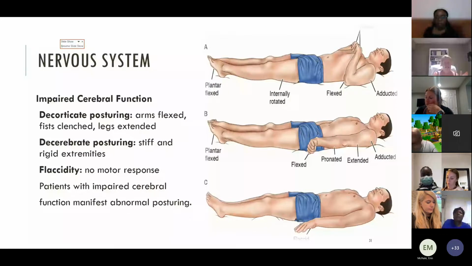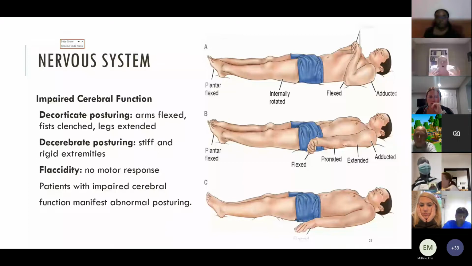Some of the things that we see when there's been any kind of trauma to our nervous system. So sometimes if they've had brain trauma or they've been paralyzed somehow, they can take on these different postures. So we have decorticate and decerebrate posturing. With decorticate posturing, they're going to be very, very rigid. Their arms are going to be flexed. Their fists will be very, very tight, and they're going to be clenched together. It's going to be very, very hard to open up their hands. And their legs are going to be extended out, very, very straight and very, very stiff.